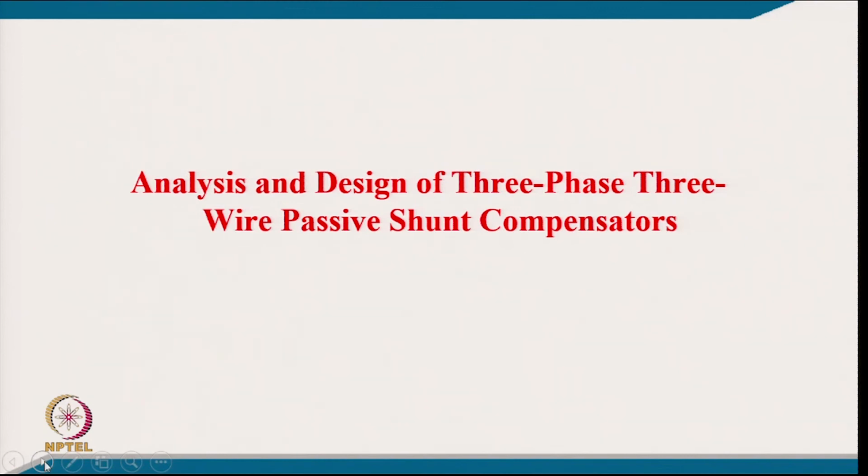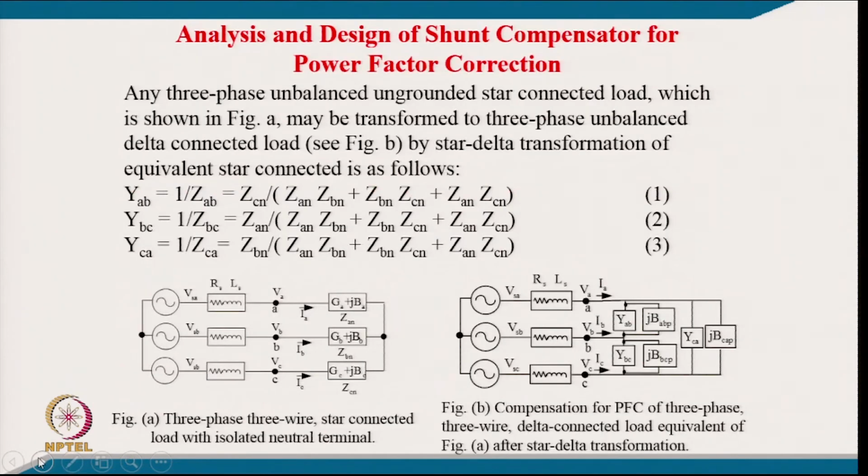Now, we will go into analysis and design of 3-phase 3-wire compensators. So, we talk about analysis and design of shunt compensator for power factor correction. Any 3-phase unbalanced ungrounded star connected load, which is shown in figure A, may be transformed to a 3-phase unbalanced delta connected load by star delta transformation. The neutral is not connected here, so this is the isolated neutral. This can be converted to a delta connected load, which you can call YAB, YBC, YCA, and we can find these from 3 relations which you studied in BTech first year, star to delta conversion.